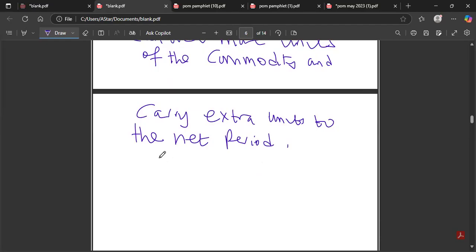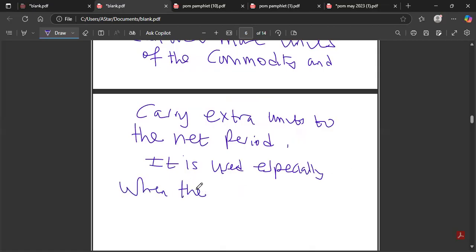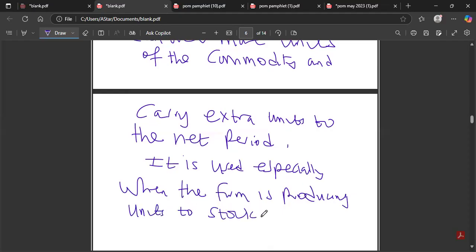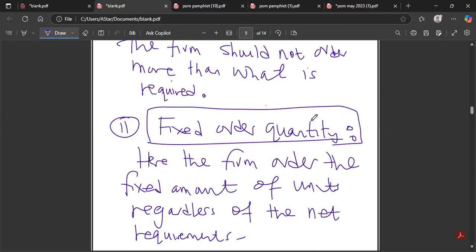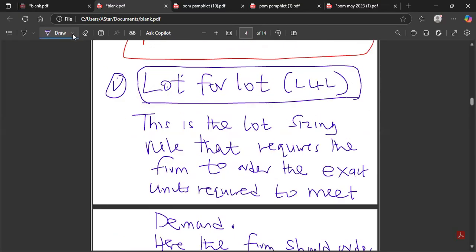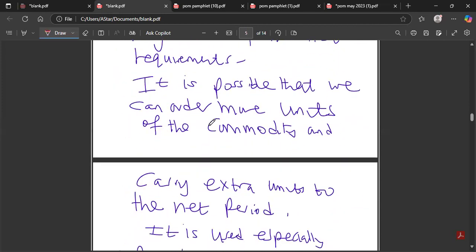It is used for non-perishable goods, especially when the firm is producing units to stock. Altogether, this is what we have concerning the lot sizing rules. These are the major ones. In an exam, you find lot for lot and the fixed ordering policy.